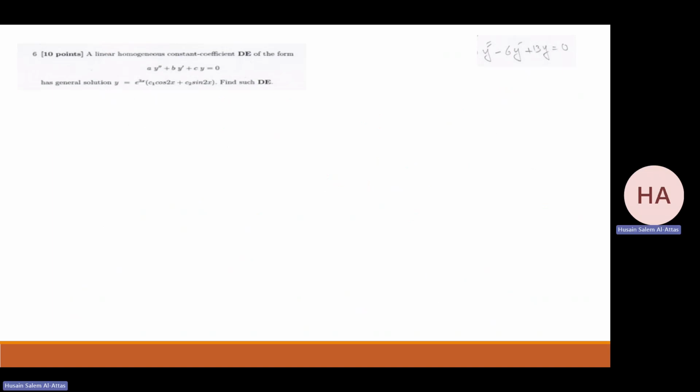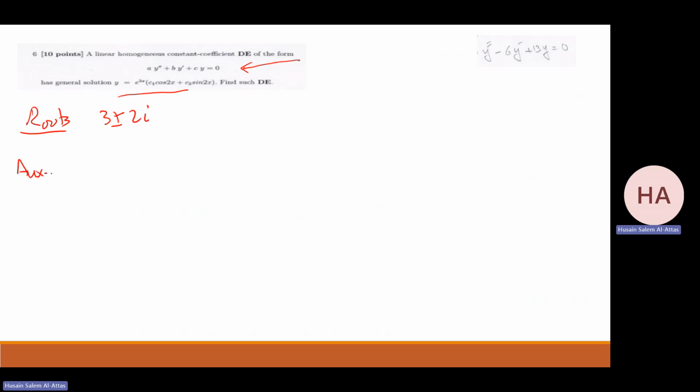A linear homogeneous differential equation has a general solution. This is the general solution. I want to find the linear second order equation. Very clear. I need to find A, B, C. Okay. So what are the roots? The roots are very clear: 3 plus or minus 2i.